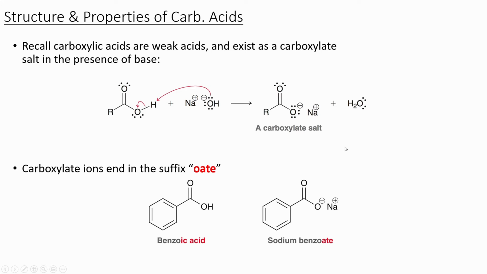Carboxylic acids are weak acids, and so in the presence of a strong base we can deprotonate them, and then they will exist as their carboxylate salt. The salts can be named as well. So for example, the sodium salt of benzoic acid is sodium benzoate. So we use the -ate suffix when we're referring to the salt of a carboxylic acid.